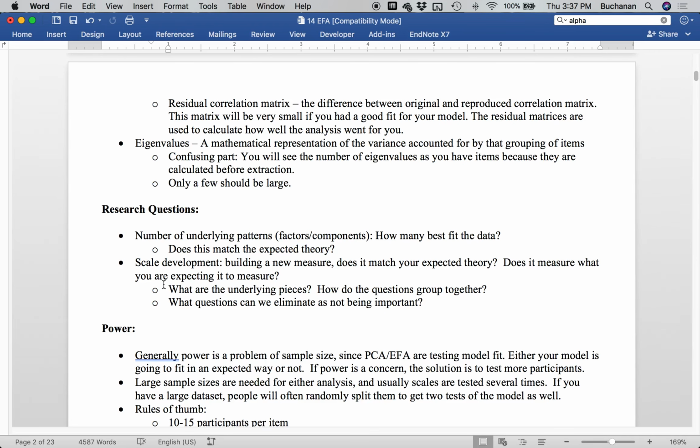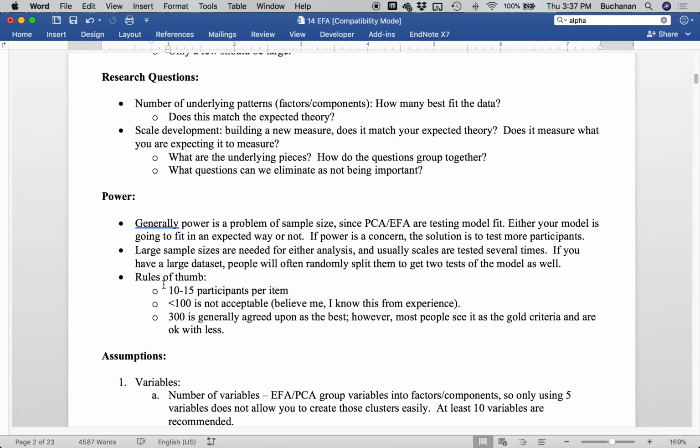Okay, so some questions that we could potentially answer with EFA: we can look at how many underlying patterns, so how many factors are there, and how many of them best fit the data. And does that match an expected theory? Sometimes the answer is yes. Sometimes it's a hot mess, and the answer is no.